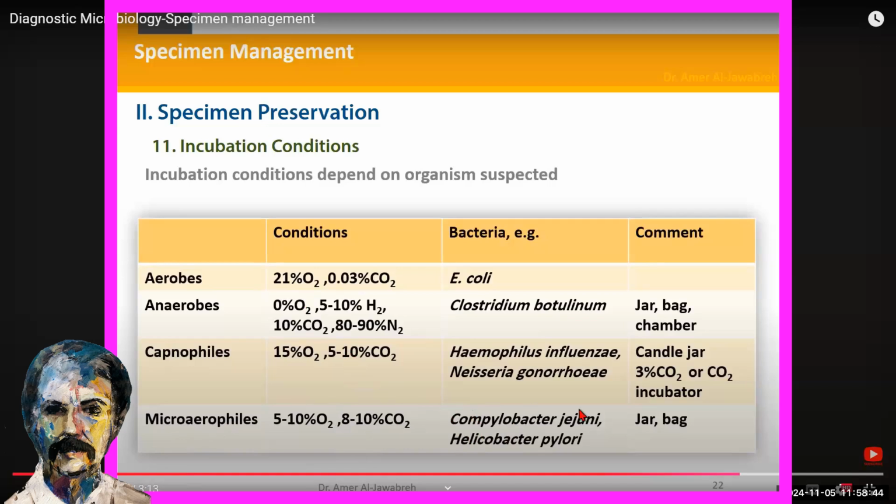And of course, every time we have to have a jar and a bag. Those bacteria that need special conditions, other than facultative anaerobes and aerobes, need jars, bags, chambers, a system that can contain the blood cultures.